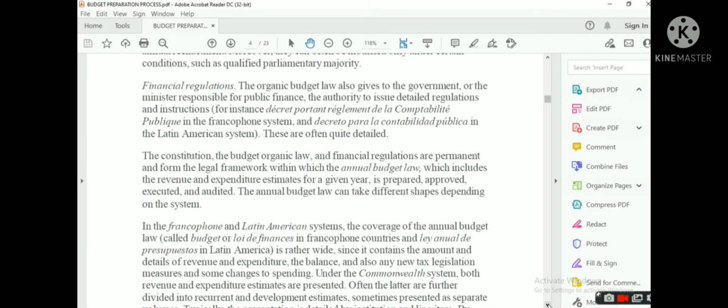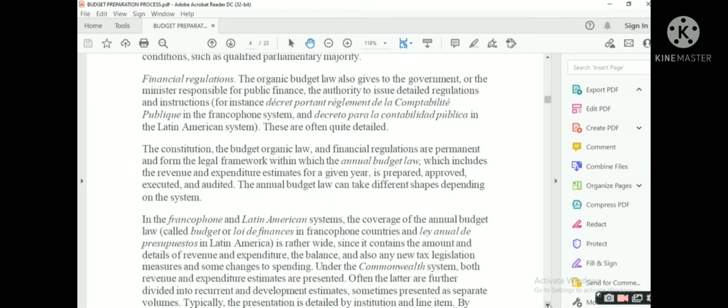Financial regulations. The organic budget law also gives to the government, or the minister responsible for public finance, the authority to issue detailed regulations and instructions, for instance the Décret portant règlement de la comptabilité publique in the Francophone system, and the Decreto para la contabilidad pública in the Latin American system. These are often quite detailed. The Constitution, the budget organic law, and financial regulations are permanent and form the legal framework within which the annual budget law, which includes the revenue and expenditure estimates for a given year, is prepared, approved, executed, and audited.